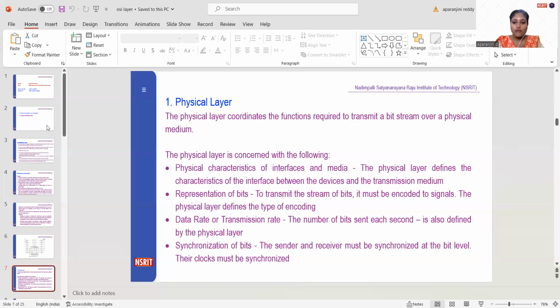To transmit the stream of bits, it must be encoded into signals. The physical layer defines the type of encoding. The data rate or transmission rate, the number of bits sent each second, is also defined by the physical layer. Synchronization of bits: the sender and receiver must be synchronized at the bit level. The clocks must be synchronized.